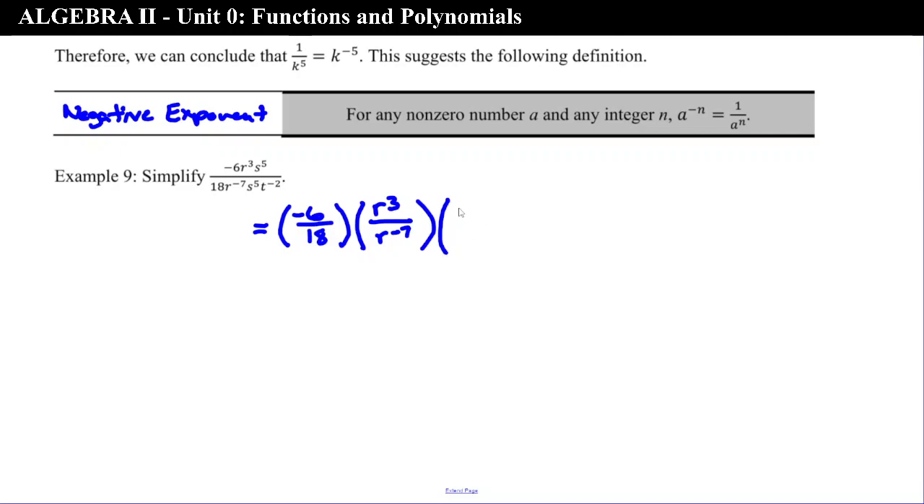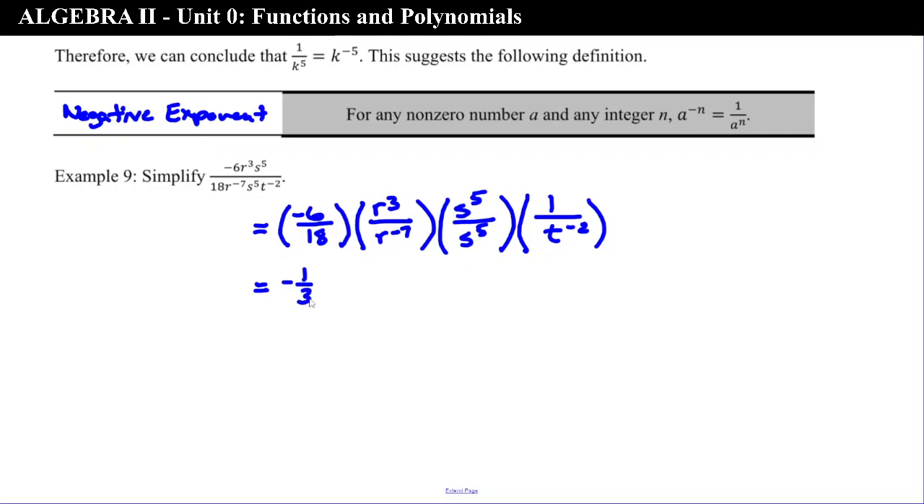Let's group our s's together. We've got s to the 5th on the top, and we've got an s to the 5th on the bottom. And then finally, we don't have any t's on the top, so we'll put 1, but we do have a t to the negative 2 on the bottom. All right, well, the first term can be reduced, right? It's just a fraction, but it can be reduced. So we end up with negative 1/3.